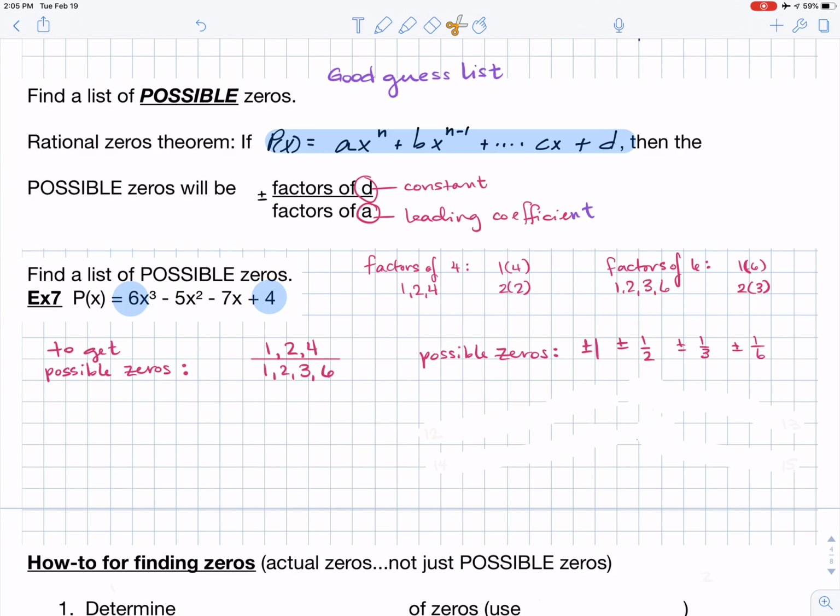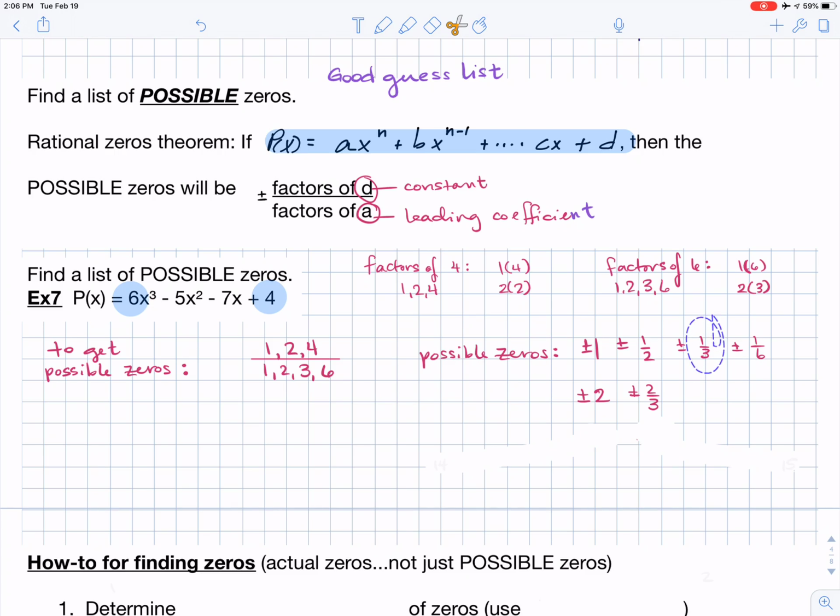Now let's do the exact same thing with the 2 that's on top. So we want 2 divided by 1, 2 divided by 2, 2 divided by 3, 2 divided by 6. But here's the thing. Don't ever repeat in your list of zeros. So 2 divided by 1 is a 2. But 2 divided by 2, I already have that one. I don't need it again. 2 divided by 3, I don't have yet. 2 divided by 6, I already have because that's just a 1/3.